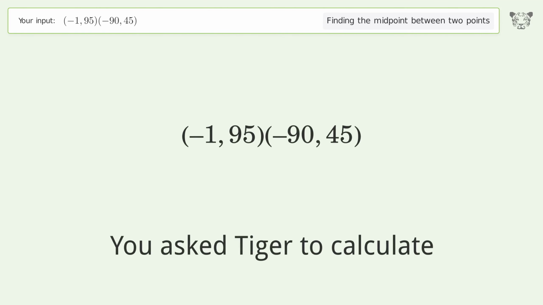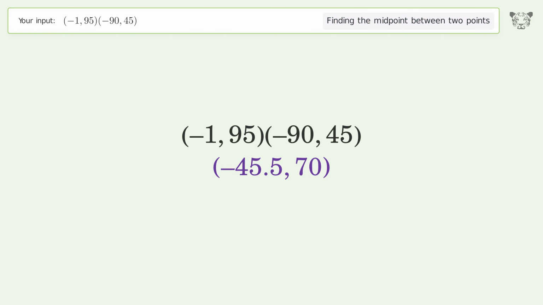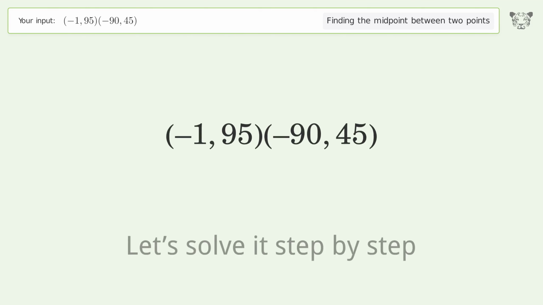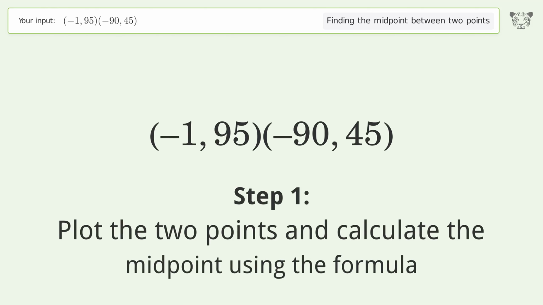You ask Tiger to calculate. This deals with finding the midpoint between 2 points. The midpoint between the 2 points is -45, 70. Let's solve it step by step. Plot the 2 points and calculate the midpoint using the formula.